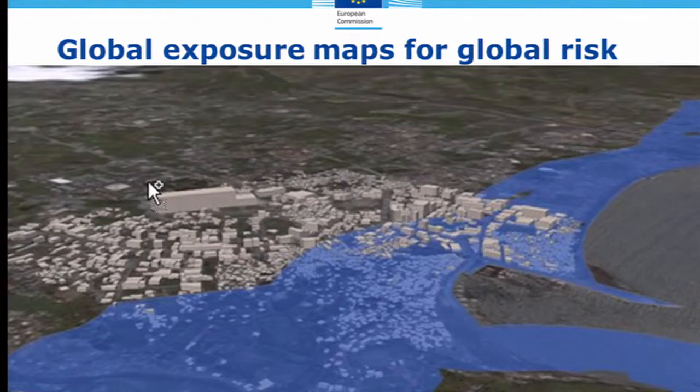So today, my talk is about global exposure maps. The exposure I'm referring to is the one you see on this screen. Exposure is the buildings and the people living in it. Why are we doing global exposure maps? Mostly for global risk models and for global early warning models.